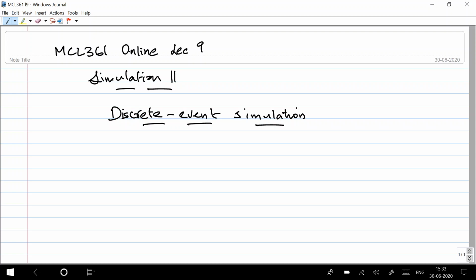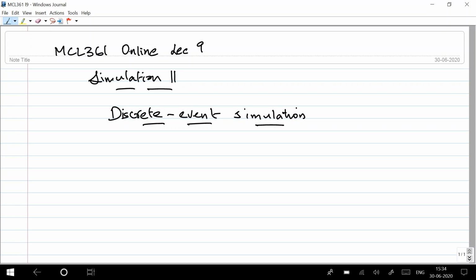Okay, so let's start with discrete event simulation. What is discrete event simulation? As the name indicates, keep in mind that it is called discrete event simulation and not discrete time simulation. So you don't necessarily deal with discrete times, but instead you deal with discrete events.